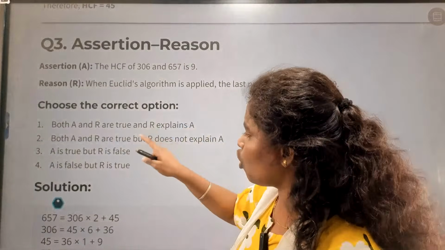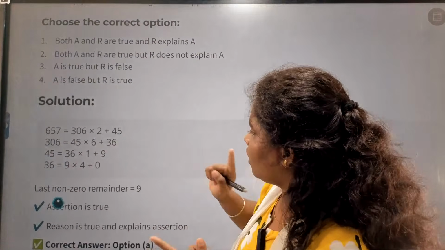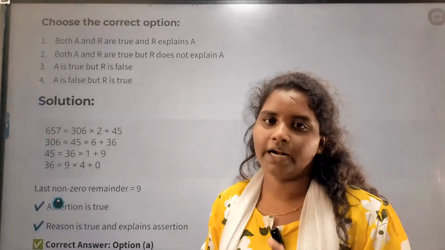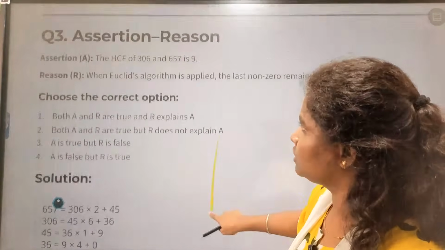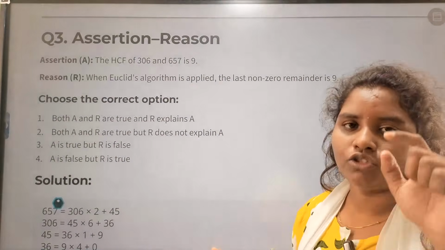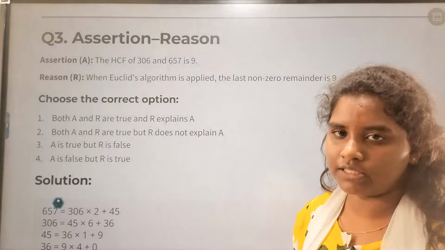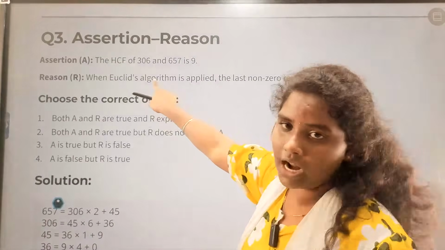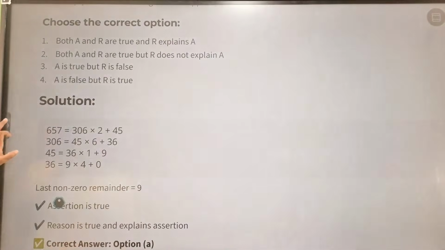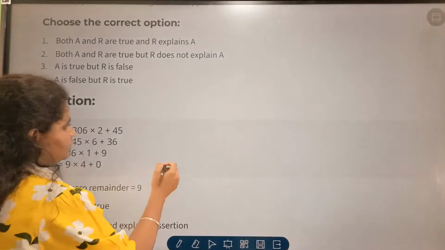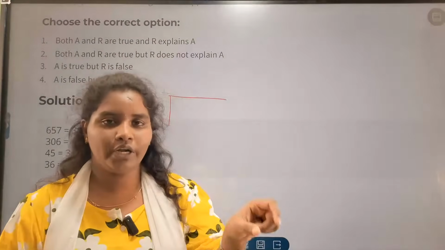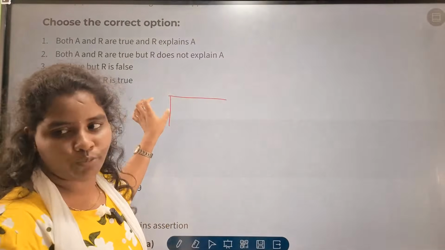So in this, both A and R are true, and R is the correct explanation of A, because see, HCF of 306 and 657 is 9, right? So if I take HCF, we'll get the answer as 9. By using Euclid's division algorithm, we'll get the same. First we have to use the division method, where the greater number goes inside and the lesser number goes outside.